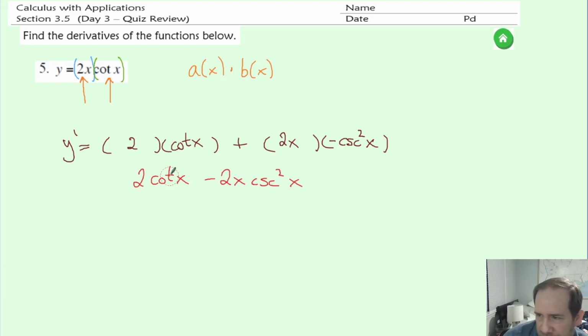Now the cotangent and the cosecant won't clean up in any way, but what we could do at least is factor out a 2. So we'll call this 2 times the cotangent of x minus x times the cosecant squared of x.